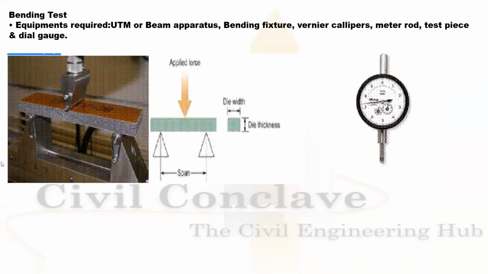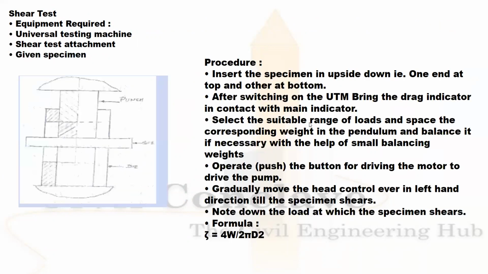Bending test. Equipment required: UTM or a beam apparatus, bending fixture, vernier calipers, meter rod, test piece, dial gauge. See, this is the methodology of how to apply the load, and everything has been shown here.